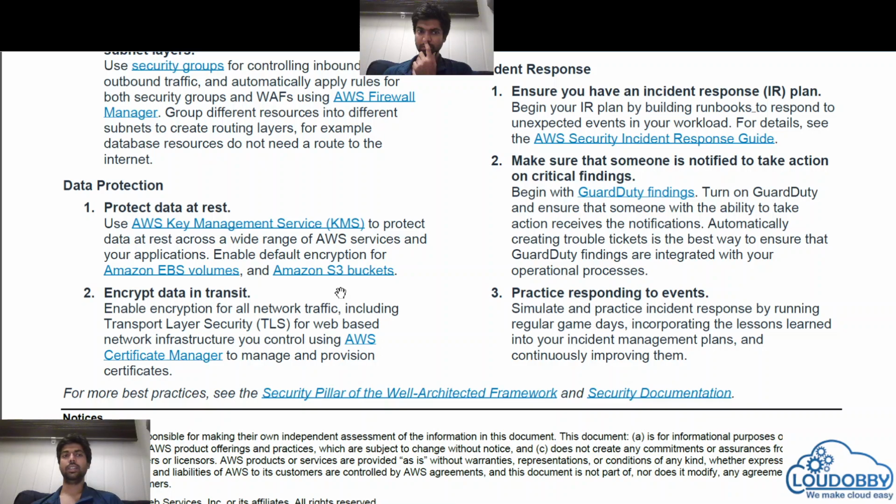Then encrypt data in transit. This is very important when someone is accessing your application over the network layer. Some packets can be taken. So we need to encrypt the flow between your database and the application, or between your different applications when they are talking. So you need to encrypt your network traffic. You should use Transport Layer Security for the web-based network infrastructure you are controlling. It is a key exchange.